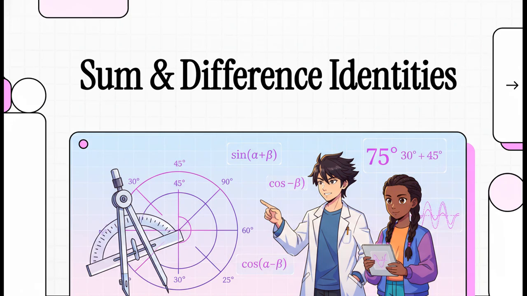All right, let's talk about one of my favorite tools in all of trigonometry, the sum and difference identities. Seriously, these things are like a secret key. They let you find the exact values for angles you'd normally think are impossible to solve without a calculator. So let's dive right in.